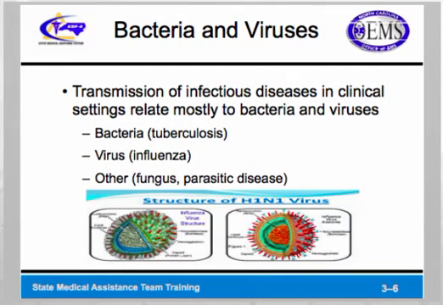Let's start with an introduction to communicable diseases and talk about some of their basic concepts. In the United States, transmission of infectious diseases to patients and staff in clinical settings is mostly caused by microbial or biological agents such as bacteria and viruses, and to a lesser extent by fungi, protozoa, parasites, and other rare infectious proteins. Bacteria are one-celled organisms found in almost any environment.